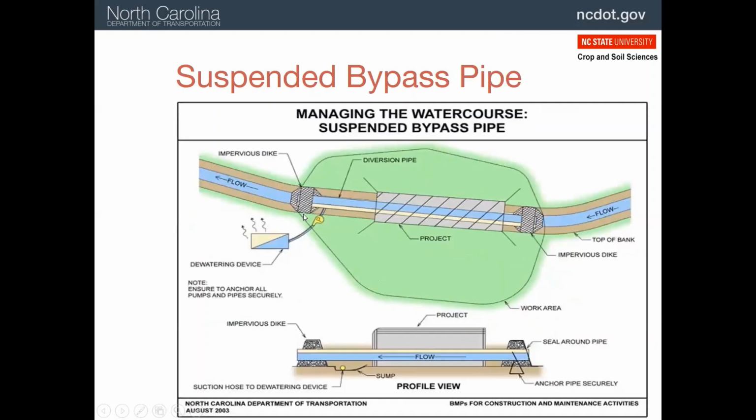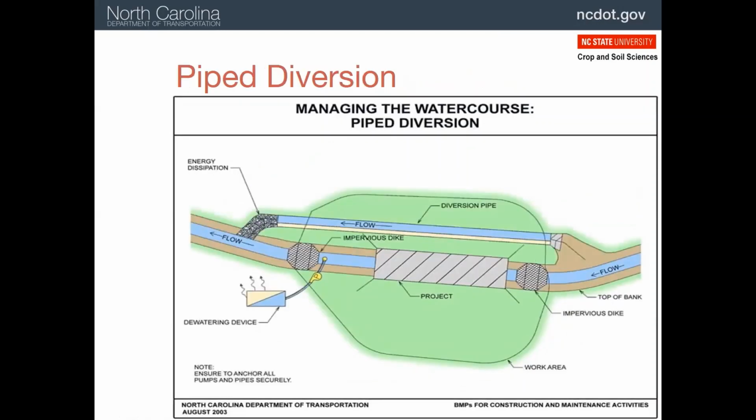Okay, another option would be instead to install a pipe in the dam and actually run the flow of the stream through the work area and just work around that pipe. A third option would be to take that pipe and move it to the side and put the flow into the pipe. Again, we're damming up both sides of the project area and going to move the flow through the pipe and around the project.